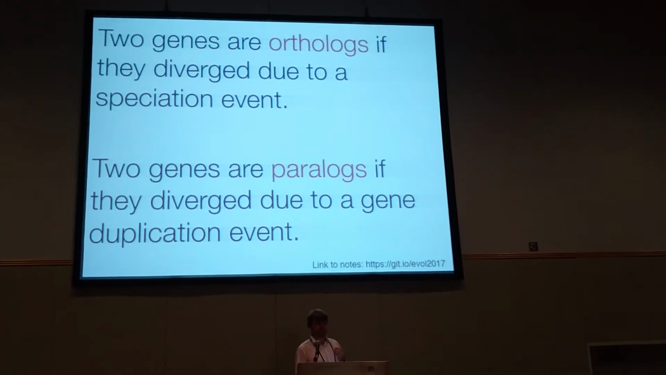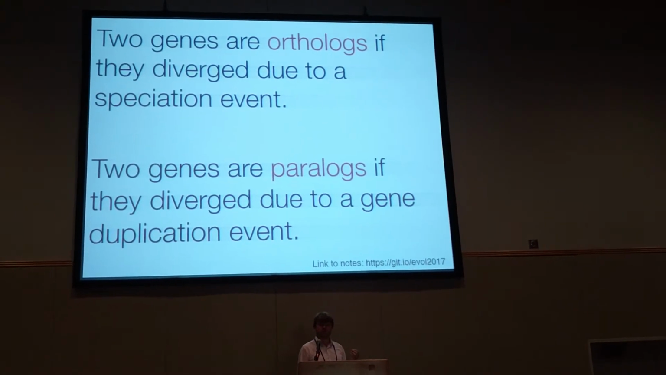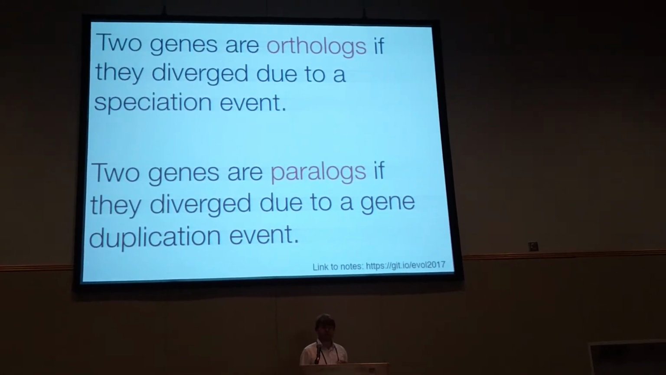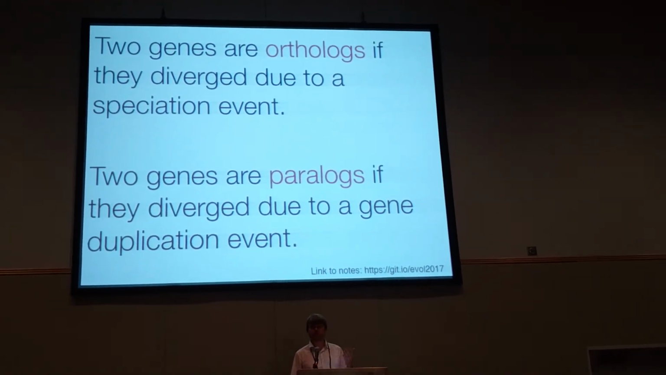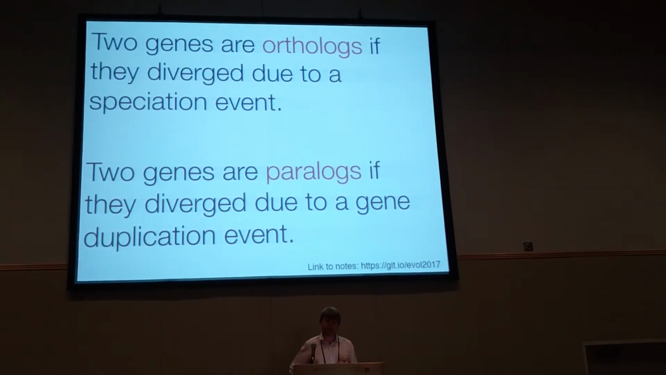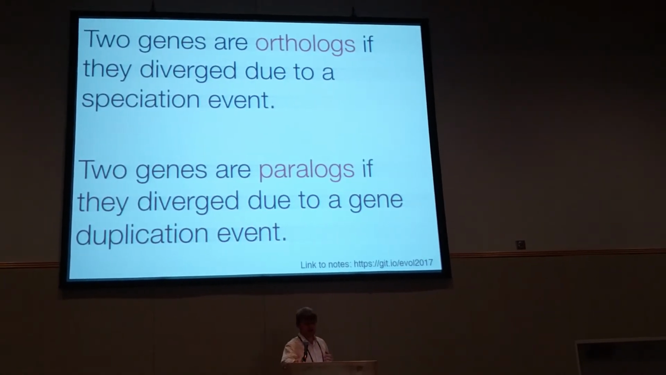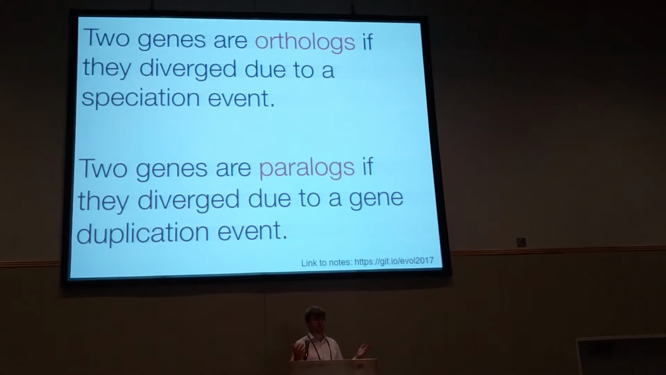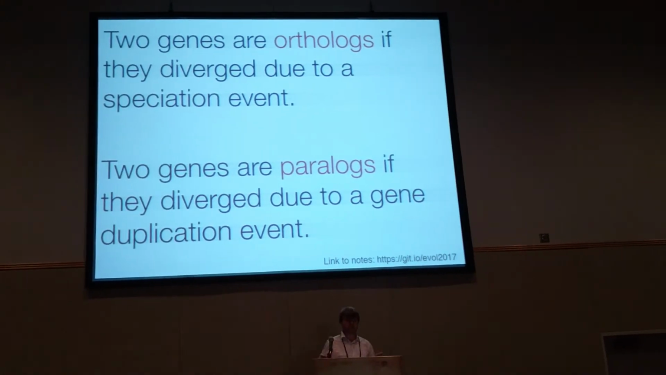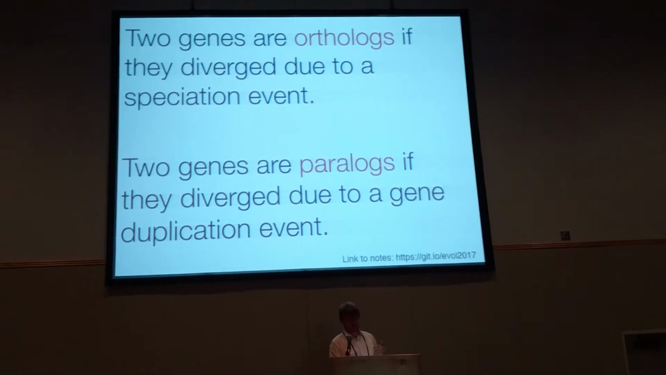So 2 genes are orthologs if they diverge due to a speciation event, and 2 genes are paralogs if they diverge due to a gene duplication event. Orthologs and paralogs are just specific instances of homology. So paralogs and orthologs are all homologs. This is a specific type of homology that we talk about.